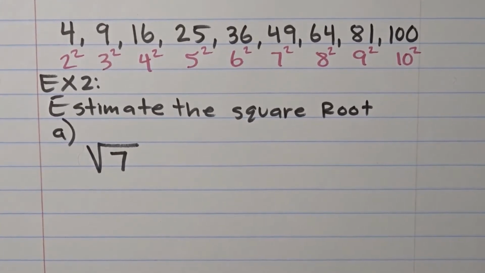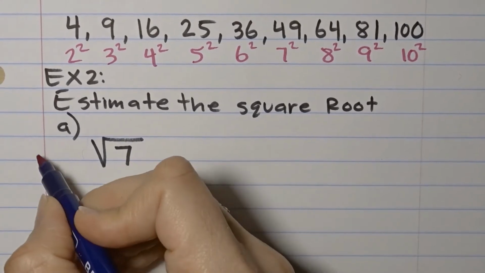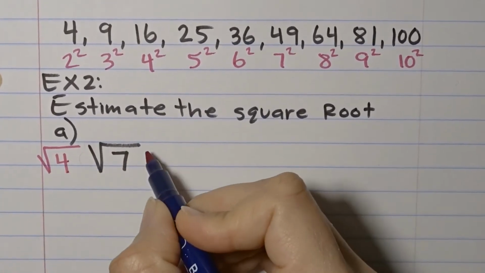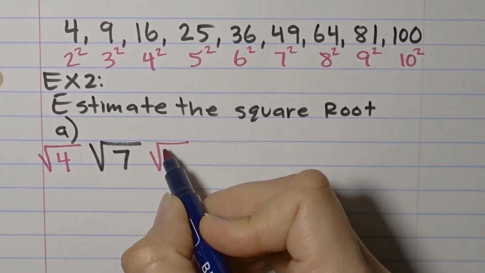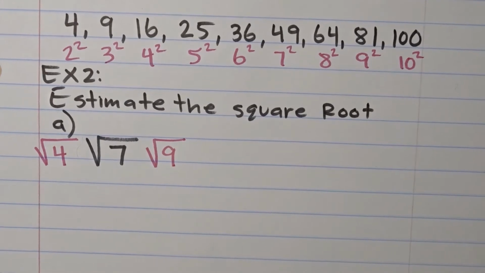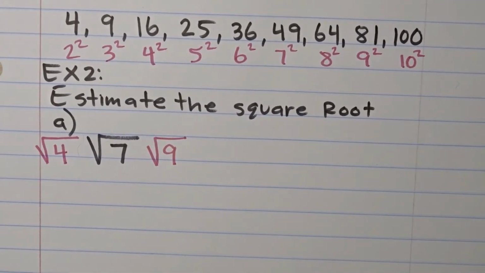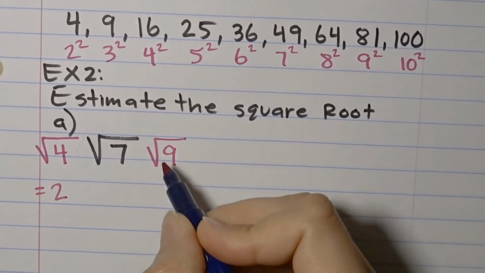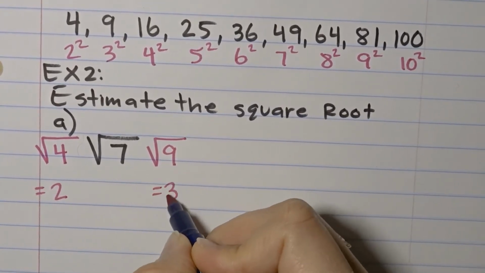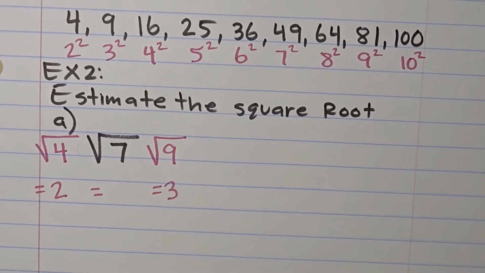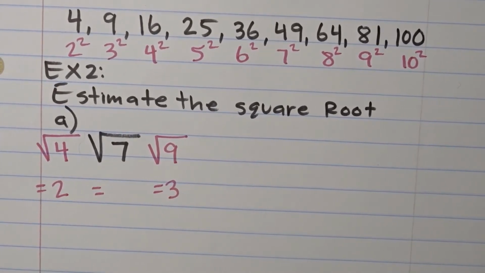So we're going to write down the perfect squares that we have before 7, which would have been 4, and a perfect square after 7, which would have been 9. Because I know that 7 lies somewhere between 4 and 9, and I do know that the square root of 4 is 2 and the square root of 9 is 3, therefore the square root of 7 would be somewhere between 2 and 3.